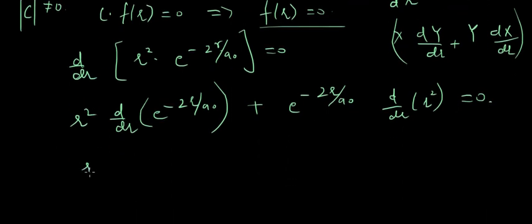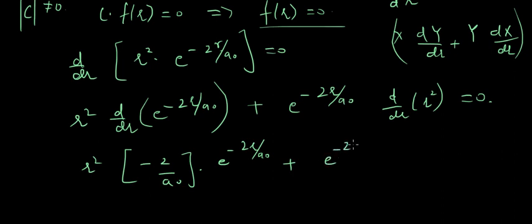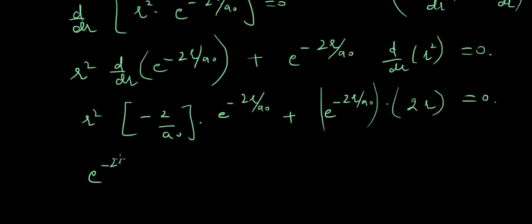What is d by dr of e to the power minus 2r by a naught? It's simply minus 2 by a naught multiplied with e to the power minus 2r by a naught, plus e to the power minus 2r by a naught multiplied with r, as d by dr of r square would be 2r. Hence it could be simplified further into e to the power minus 2r by a naught times minus 2r square by a naught plus 2r, which should be equal to 0.